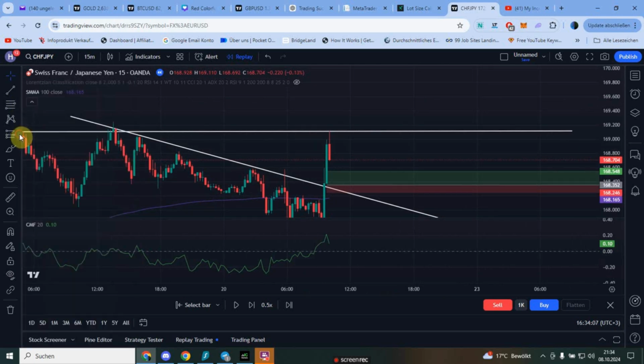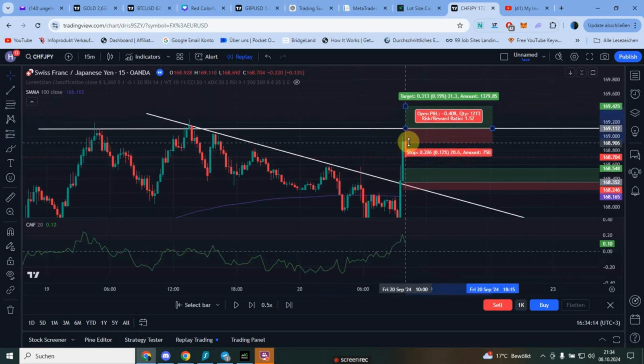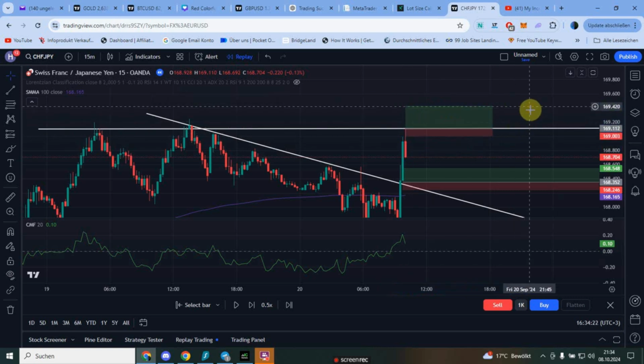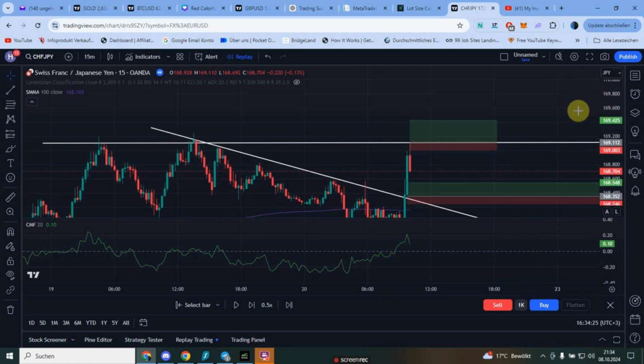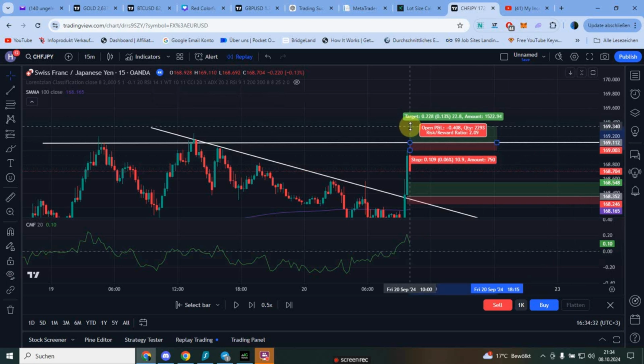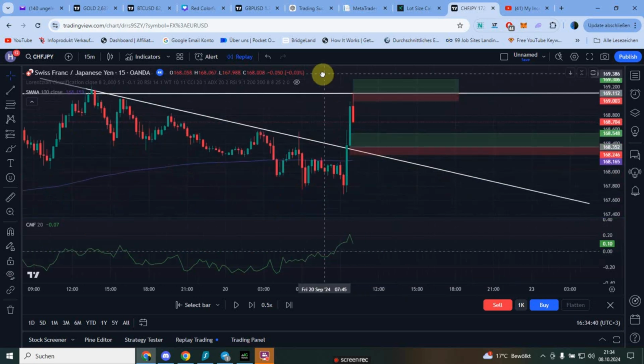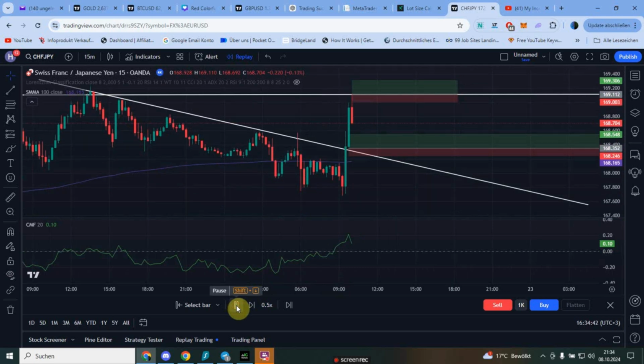Therefore I place that buy order here, put a tight stop loss of 10 pips. Of course you can also use 15 pips if you want, but actually for this strategy 10 pips is absolutely enough. And then you just target 20 pips because you want to play it safe. And then let's wait until the replay plays out.